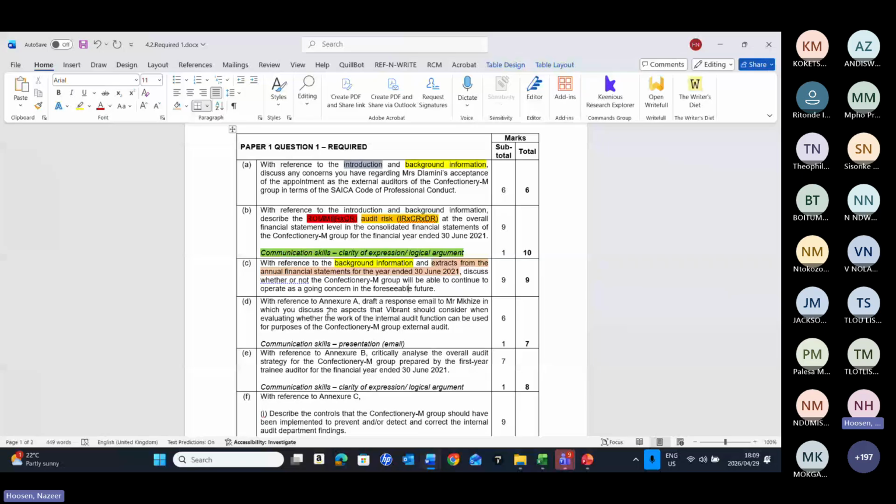Okay, great. With reference to the background information and extracts from the annual financial statements for the year ended 30th of June 2021, discuss whether or not. What does "whether or not" tell us? Anybody?